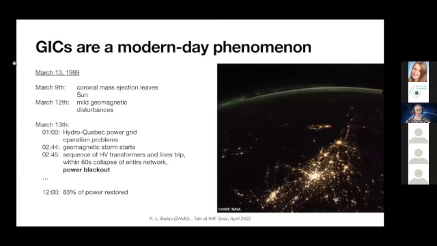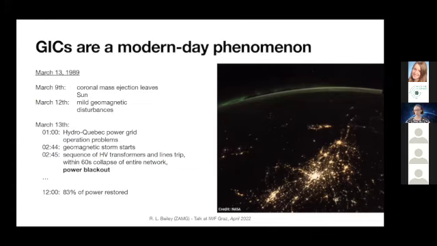So GICs are a modern day phenomenon. They've only existed for as long as we've had a grounded infrastructure on the Earth's surface. That includes telegraph lines and power grids. The most well-known event to have affected the power grid was in 1989. This occurred in Quebec. It was the result of a very powerful geomagnetic storm that caused a transformer to overheat in the Quebec power grid.